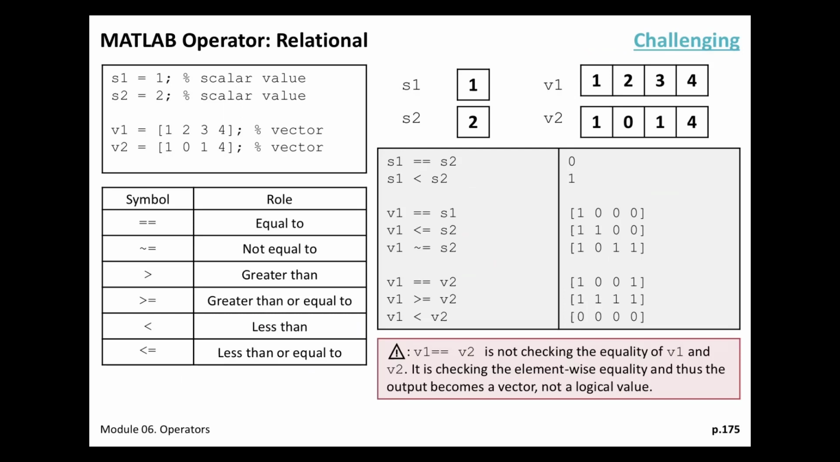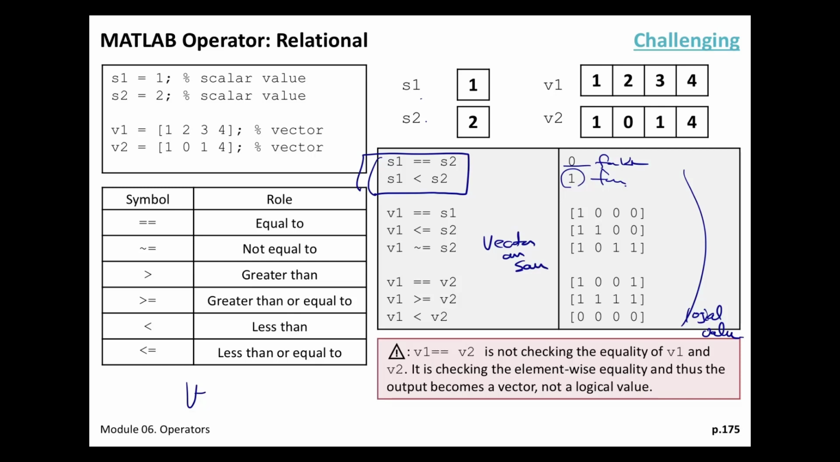Okay, so we'll learn about the relational operators, right? These operators compare two values: larger or less, equal to or not equal to. So simply, if you see this example, S1 is equal to S2? No, that's false. All of these are logical values. S1 is not equal to S2? Yes, that's true. We can use this operator between a vector and a scalar. Okay, how does that work?